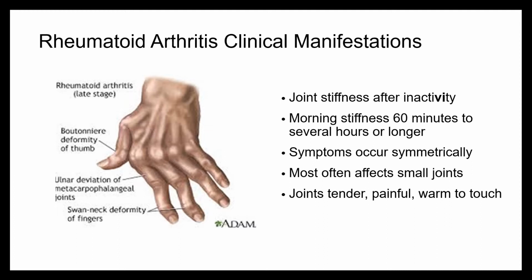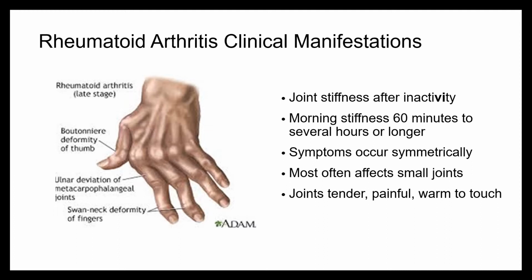Patients will report joints that are tender, painful, and warm to the touch. Pain is increased with movement of the joints. Also, it can be noted on assessment that deformities are often present. The image on your slide demonstrates some of the different types of deformities that may be present in late-stage rheumatoid arthritis. These are often consistent with what we associate as far as deformities with rheumatoid arthritis go.